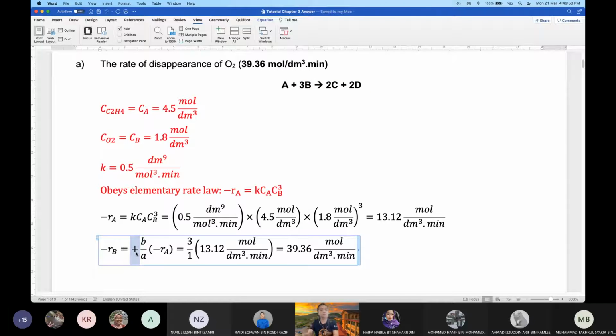So kamu ingat nombor dia boleh jadi negatif atau positif depending on the role of the species. Dalam kes ni kita dah cari kadar kehilangan, B memang disappear, they agree to one another, the number is a positive. Then don't forget you have to multiply with the stoichiometric coefficient, the ratio of stoichiometric coefficient of your oxygen to your C2H4 or your B over your A.